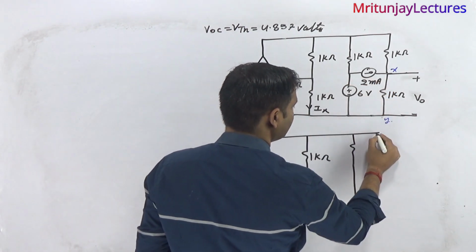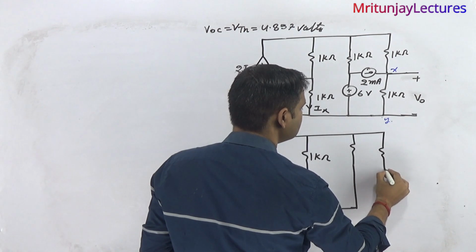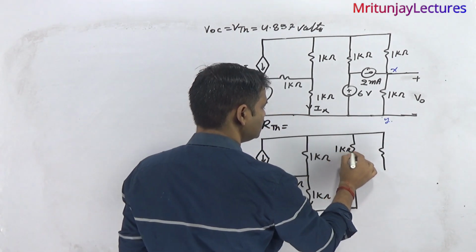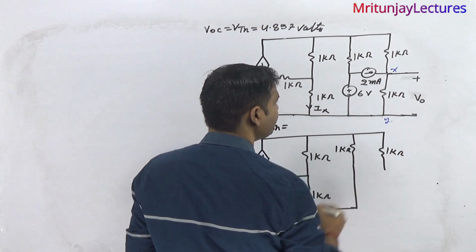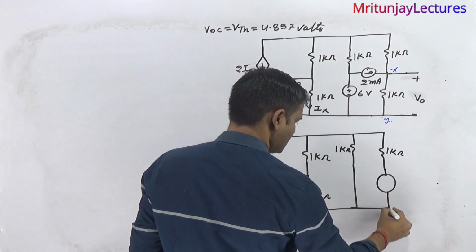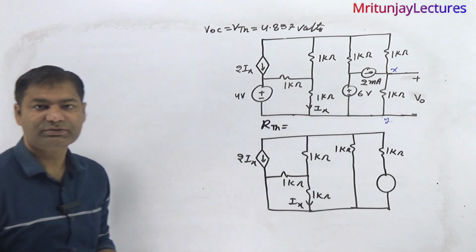And that is open circuit. Here 1 kilo ohm, here 1 kilo ohm. Now that is a current dependent current source available.